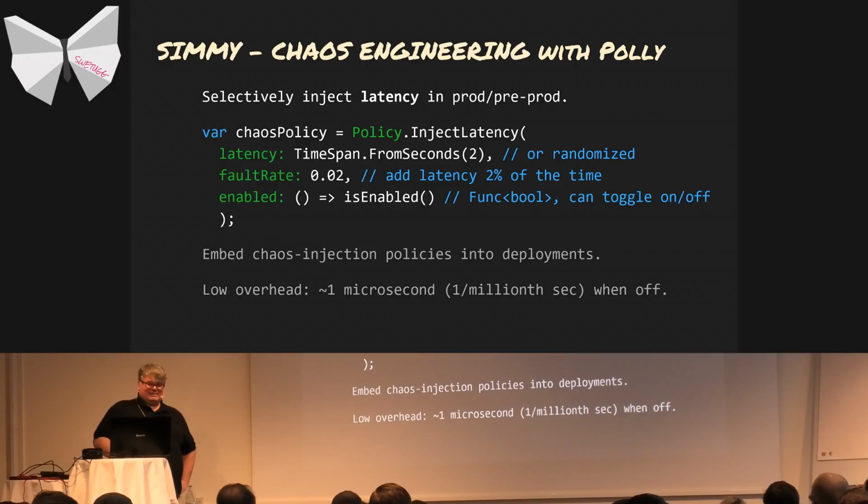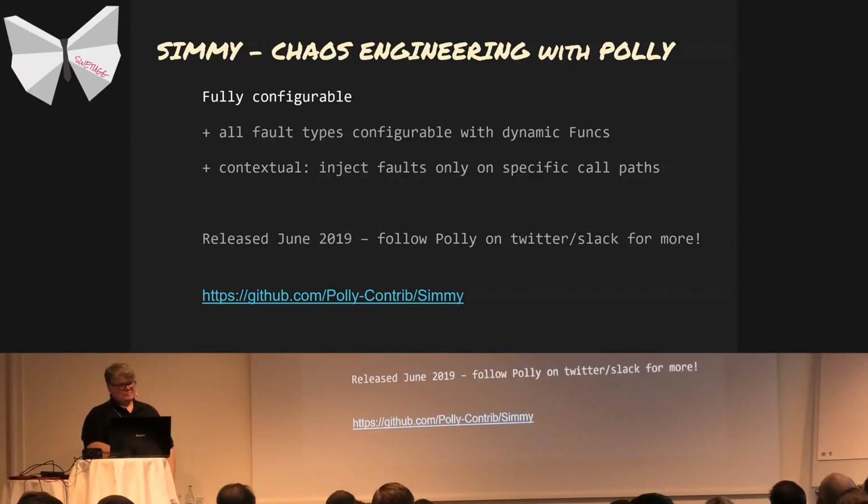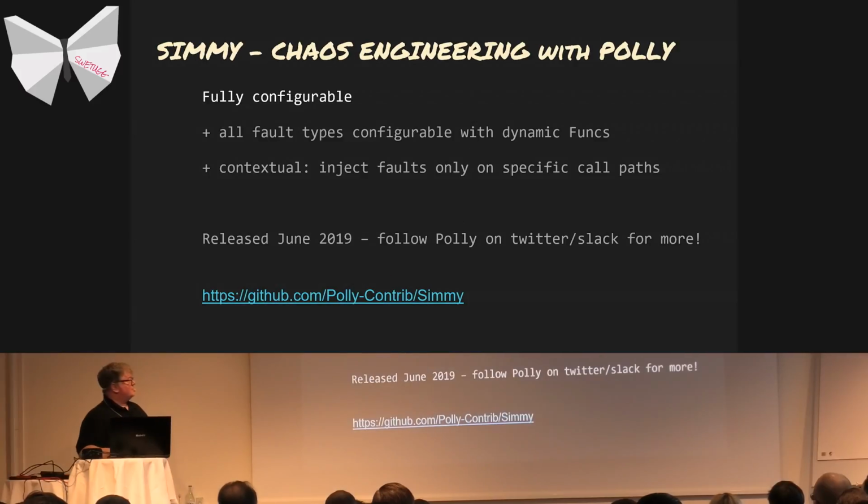You can also inject latency. So here's a 2-second latency, or you can randomize it, of course, 2% of the time. And you can also fake failures. So you can fake a bad request just to test your handling of your policy code. So here's just the place where you can go get Simmy. It's a separate repo. It's very cool. Let me put that back if you want to take a picture of it.